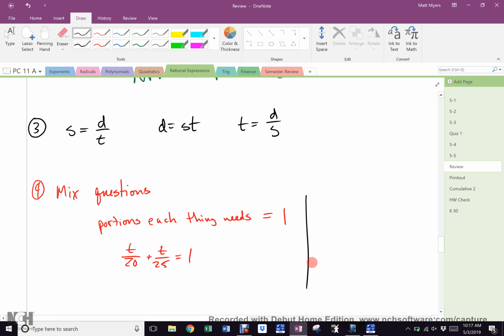Or you do a rate, which would be 1 popcorn over each time, plus the same thing, I'm running out of room, equals 1 popcorn in some amount of time. And then you work that out. Your choice.